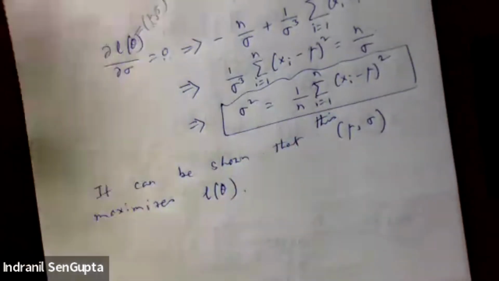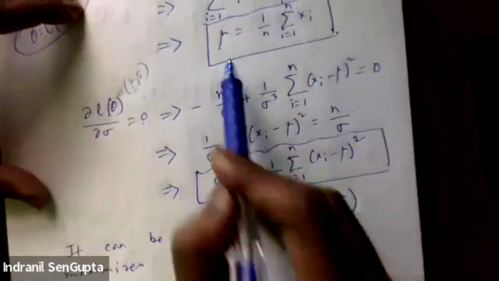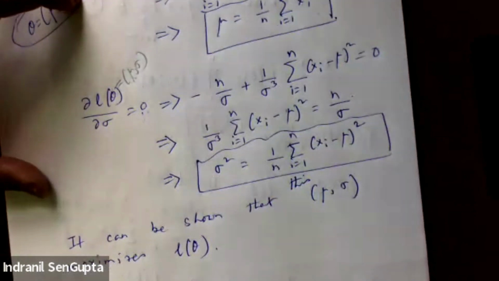So what is this now? We are done. So this mu and sigma squared are the thing, but remember what we did last time.